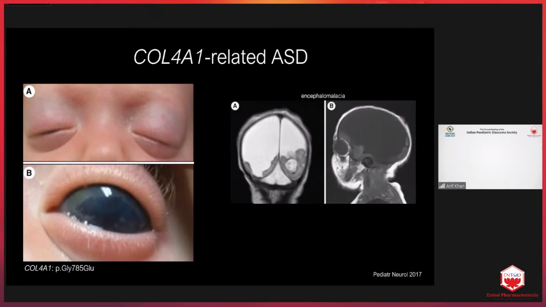Again, you can make the argument these patients with anterior segment dysgenesis could be followed very carefully clinically, but it's just more precise to have a genetic diagnosis to know what to potentially expect or not to expect as associated extraocular features.